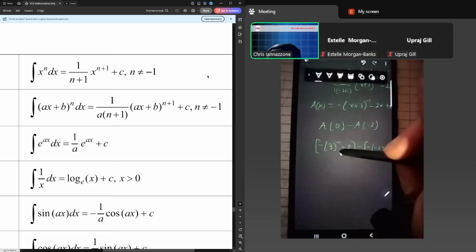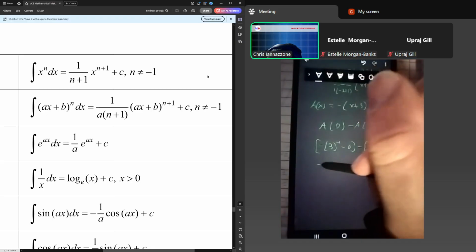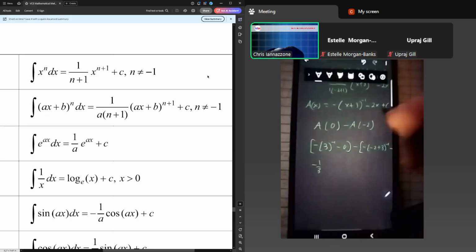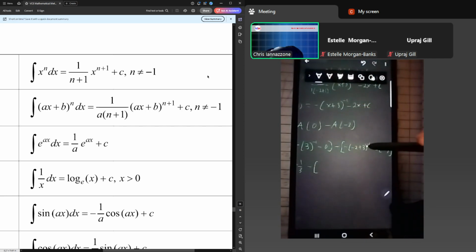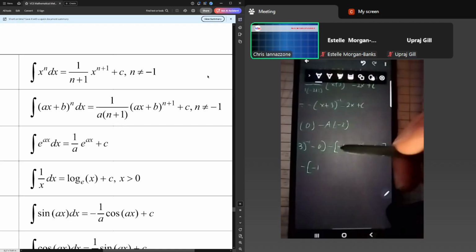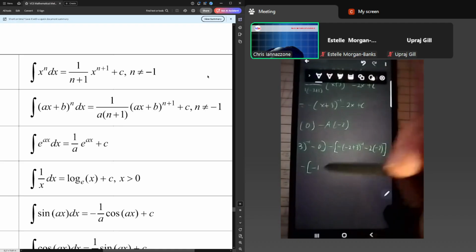3 to the negative 1 is just a third, so you're going to have negative a third there. We're still going to leave a minus at the front. Negative 2 plus 3 is going to get us positive 1. Flipping that does nothing, so you still leave it as 1. The negative out here is going to come in. Negative 2 are going to make positive 4.